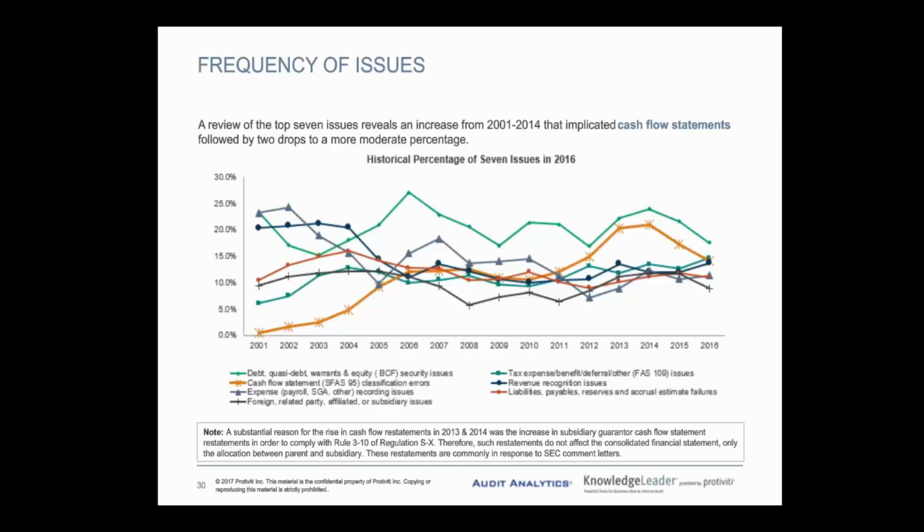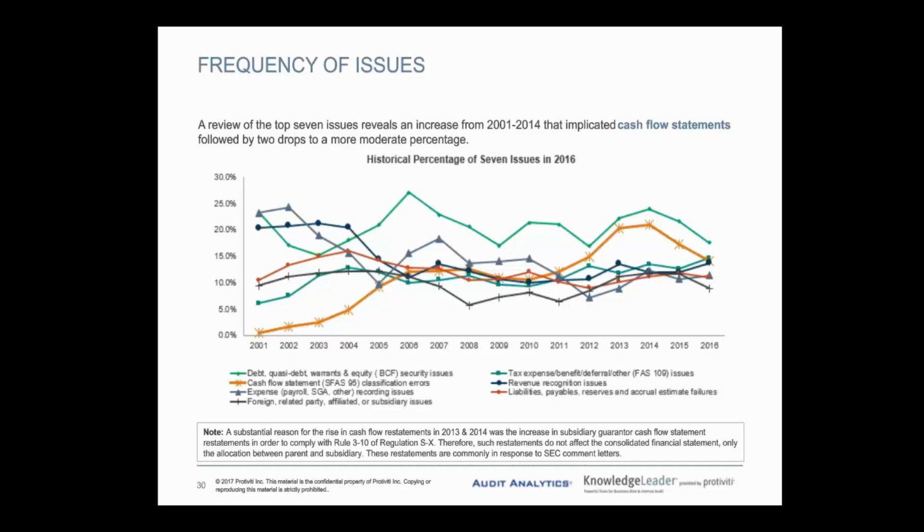This was indirectly mentioned in previous slides, but there has been a substantial increase in cash flow statement restatements. In 2001, only 0.5% of all restatements were related to a cash flow statement issue. And you can see that has increased almost every year. There's been a slight drop-off in the last 2 years, but it hit a high point of 21% in 2014. And every year from 2011 to present, cash flow statement issues has either been the second or third most common issue for a financial restatement.